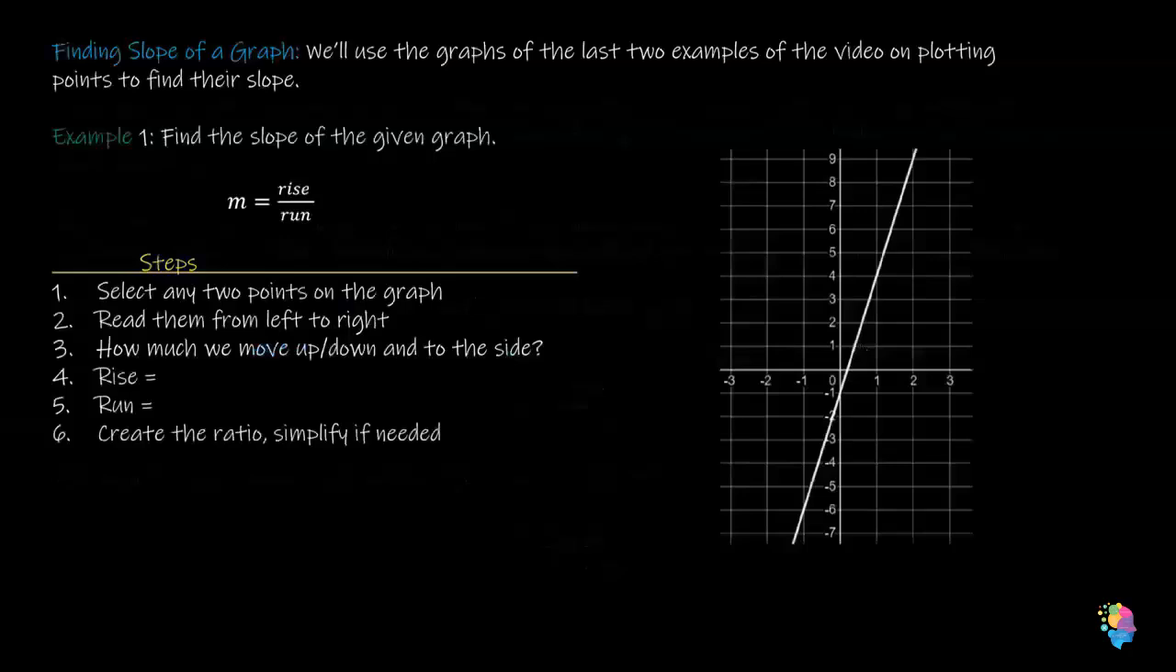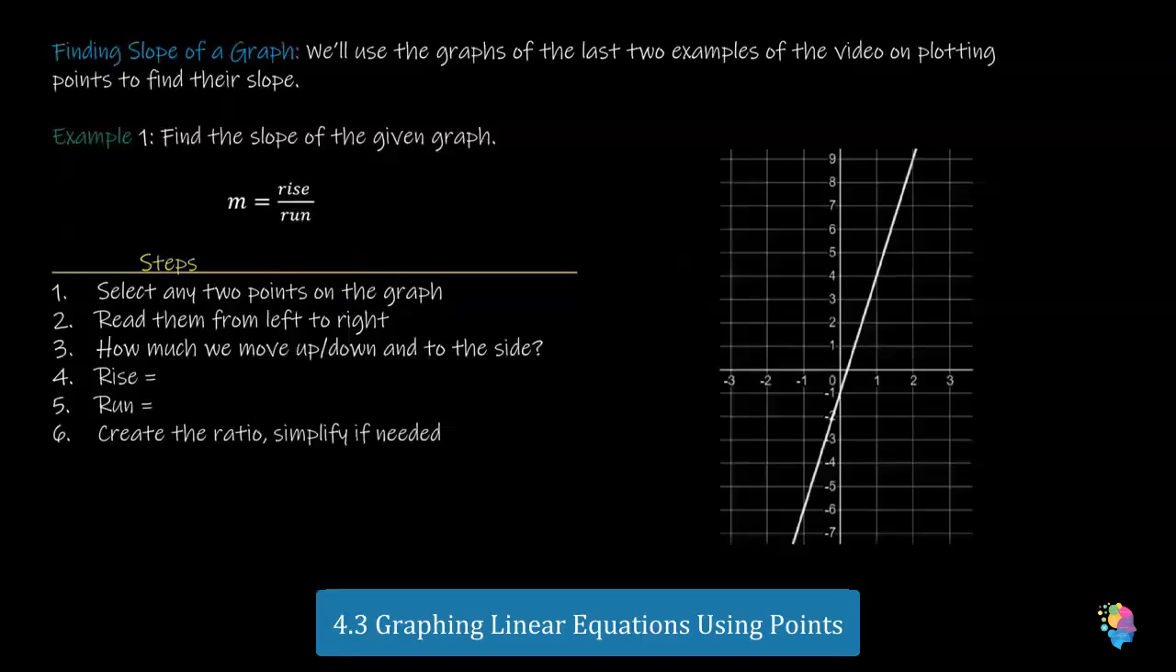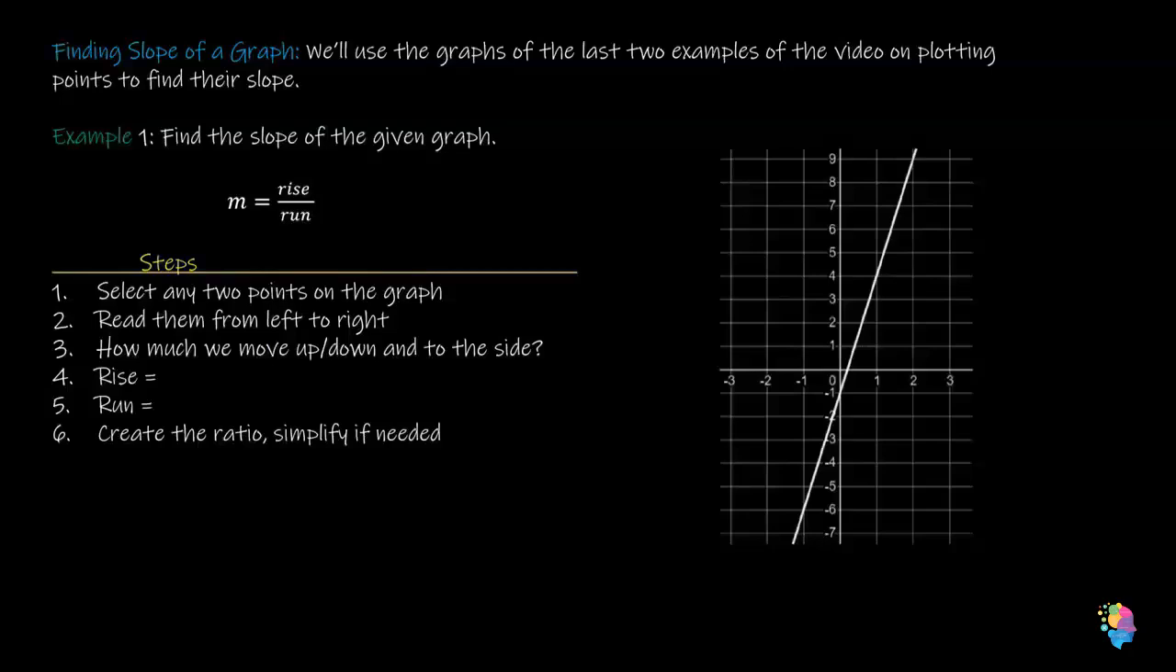In the first two examples, we're going to use the graphs of the last two examples of the video on plotting points to find their slope. So we begin by finding 2 points on the graph. To make the process easier, we will use points that are whole numbers. We don't want to guess with any decimals.